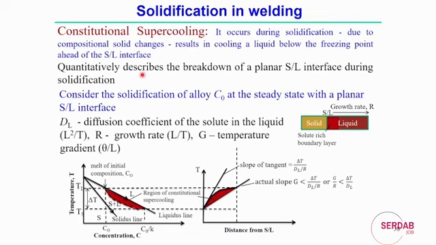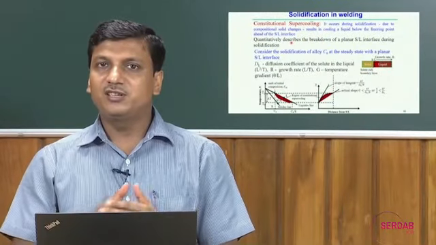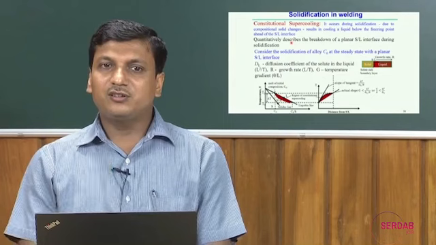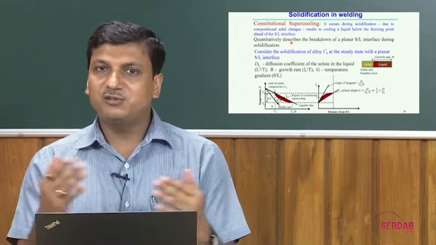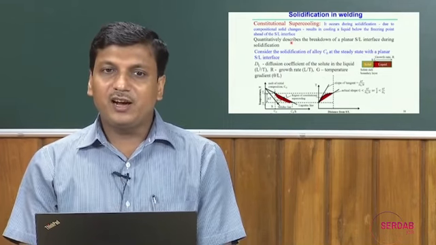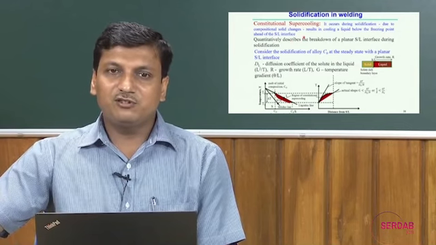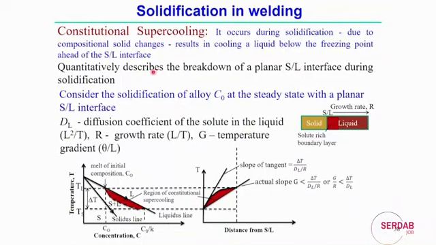Actually, this constitutional supercooling describes the amount of supercooling that depends on the compositional solute changes, specifically for the alloy material. Graphically, we can represent it here: this region marked by red color represents the region of constitutional supercooling, or we can say the amount of supercooling in the case of alloy.